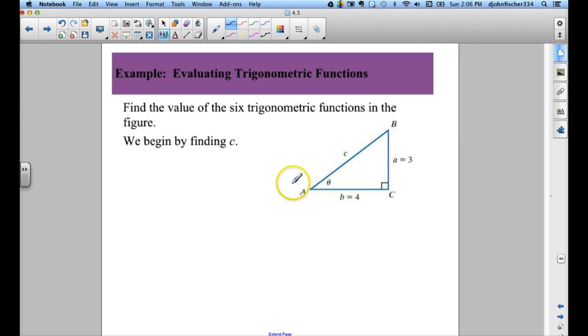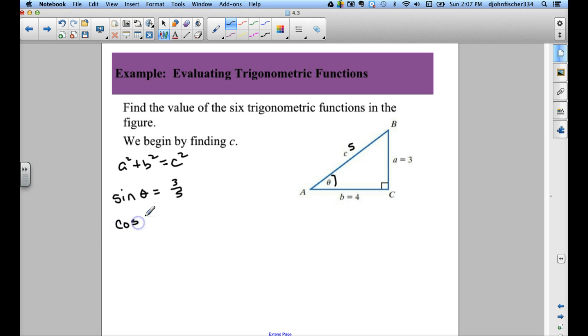Okay, we begin by finding c. We can use the Pythagorean theorem on a right triangle, a squared plus b squared equals c squared. If we did this, 16 plus 9 is 25, the square root is 5 or negative 5, but we're dealing with a side of a triangle, so it has to be 5. Now if we start writing down our functions, sine of theta is opposite over hypotenuse, 3 over 5.